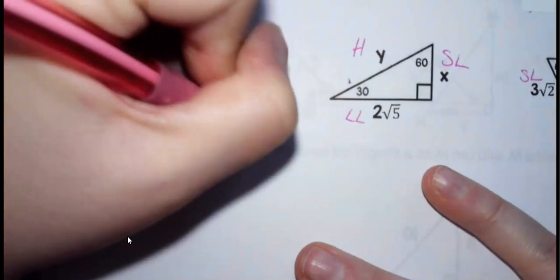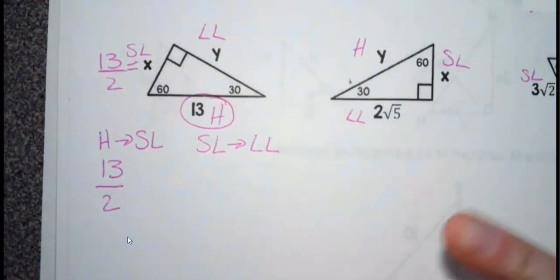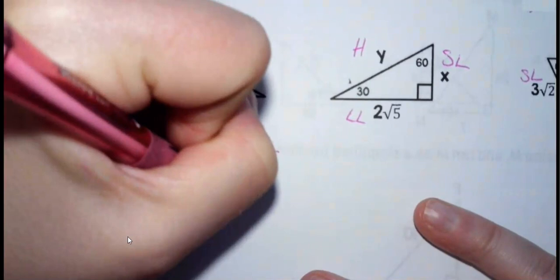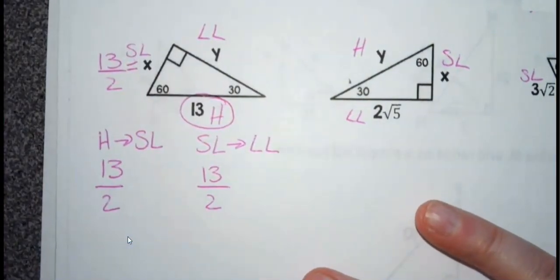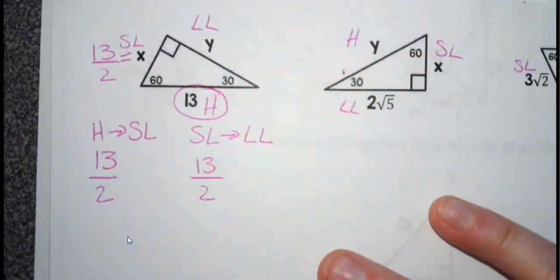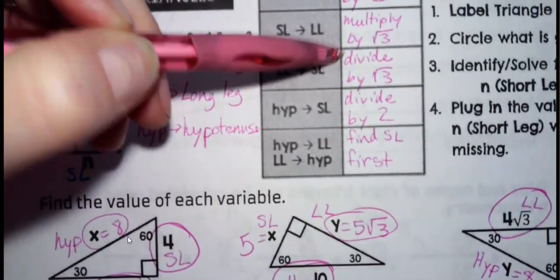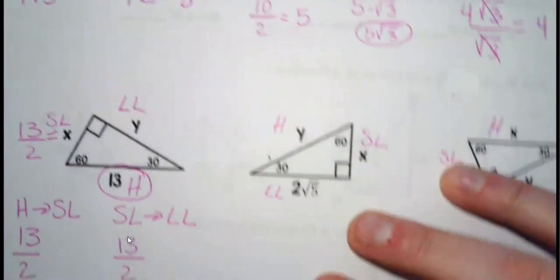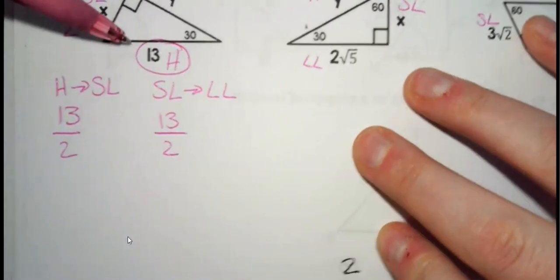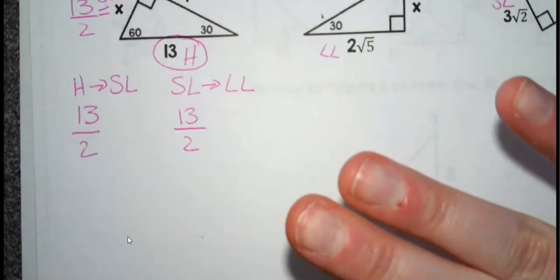All right, short leg to long leg. So if I start with 13 halves, I write it just like this. And then I figure, all right, how do I go short leg to long leg? I need to multiply by the square root of 3. What does that look like? This is where it gets weird, and some people freak out when they see fractions.